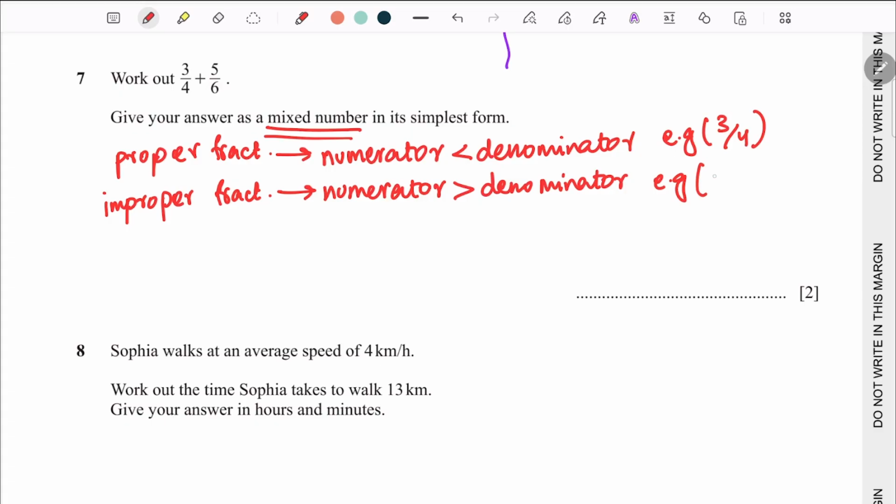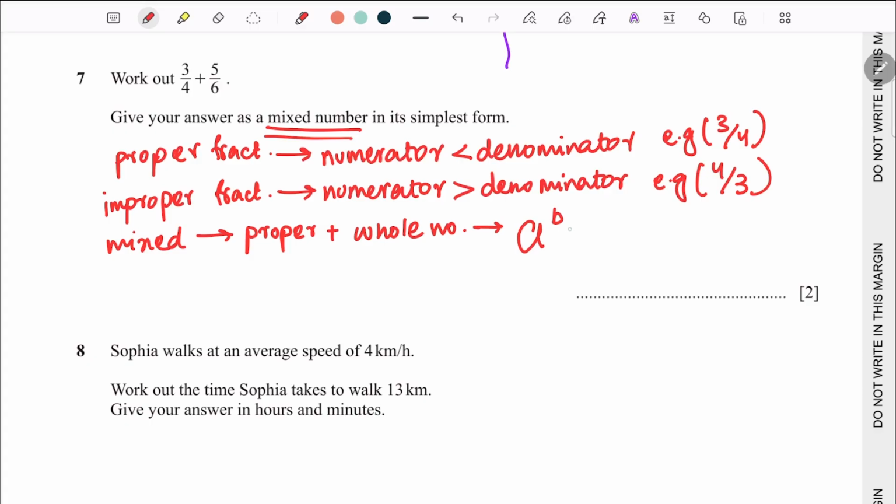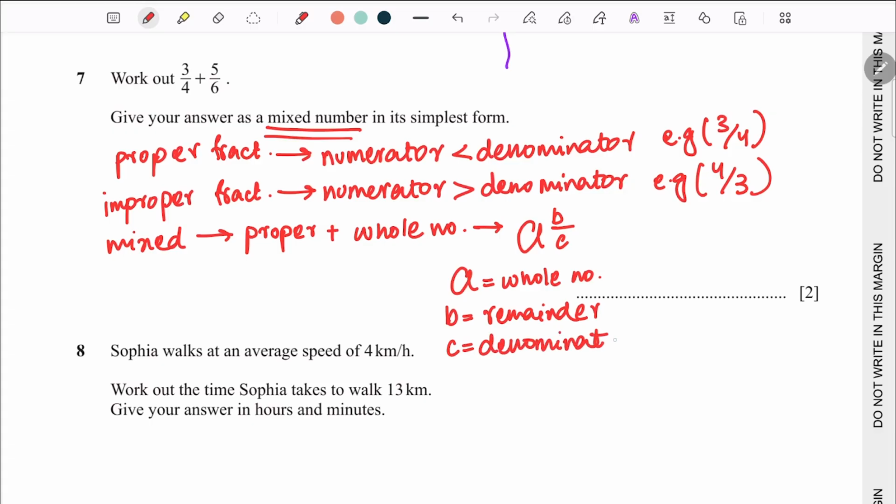For example, 4 over 3, this will be an improper fraction. And last is mixed. A mixed fraction is one which is a combination of a proper fraction plus a whole number. The general form for a mixed fraction is a b over c, where a is the whole number, b is the remainder, and c is the denominator of the proper fraction.